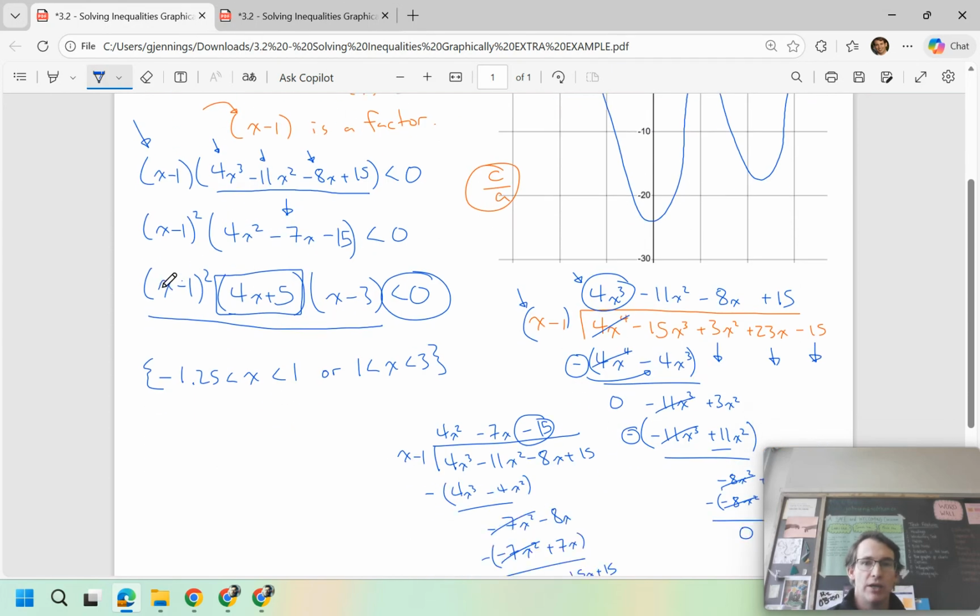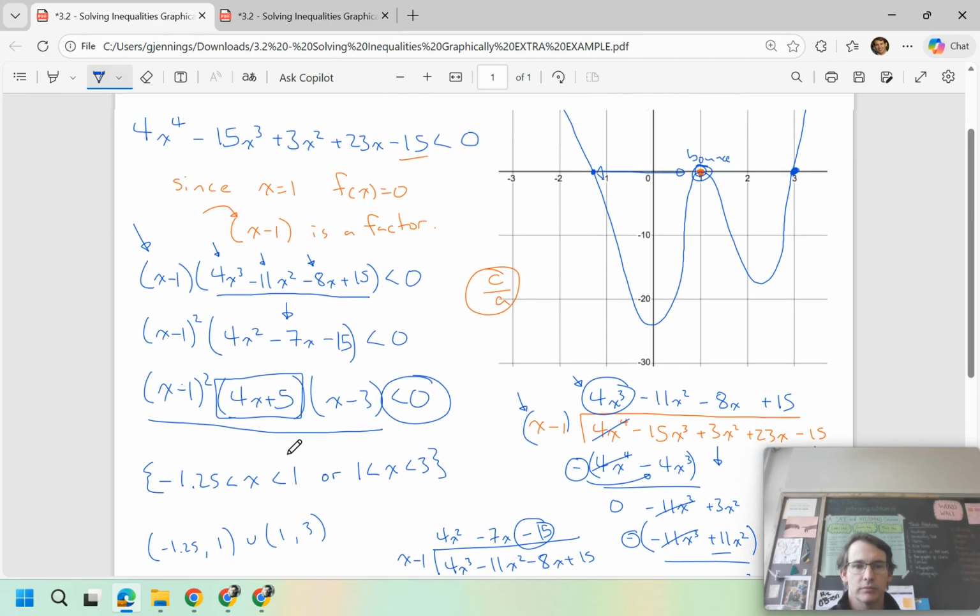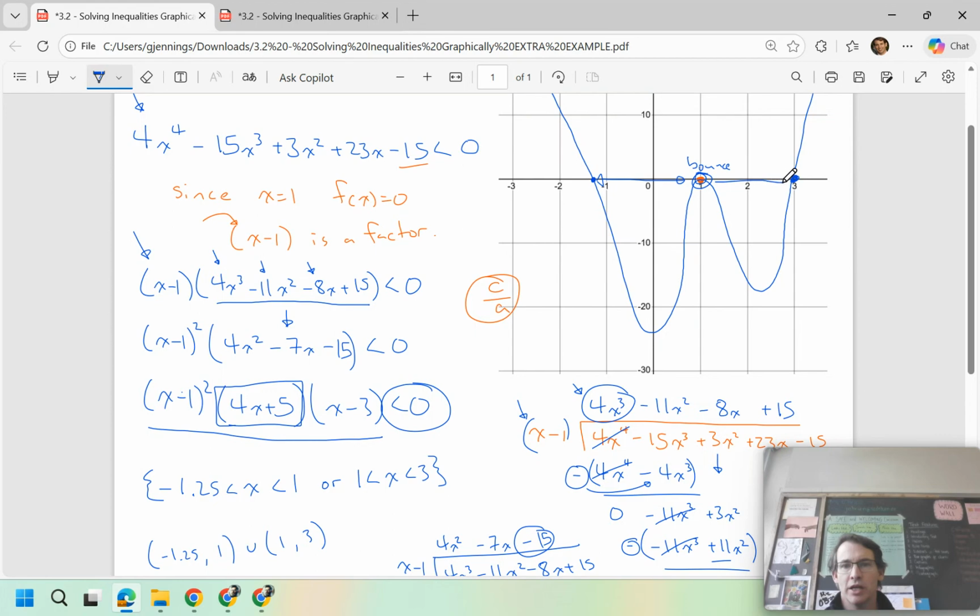And if I use interval notation, I would say non-inclusive, negative infinity to negative 1.25. Oh, sorry, no, that's not right. Not inclusive, negative 1.25 to 1, union 1 to 3. There. Because between here and here, and between there and there, but not including that one.